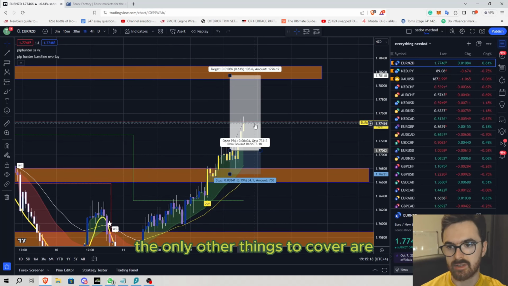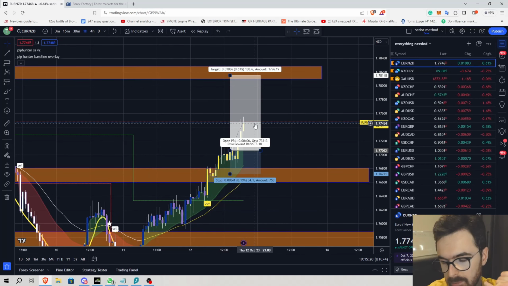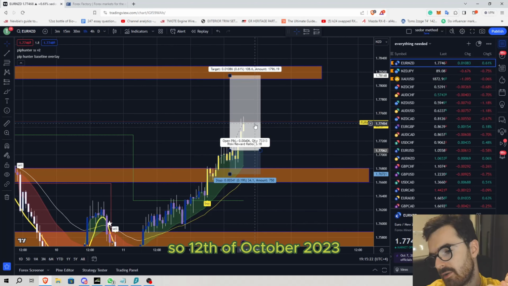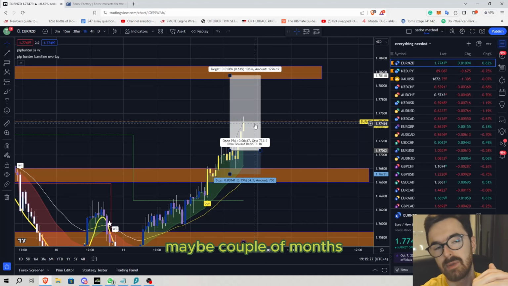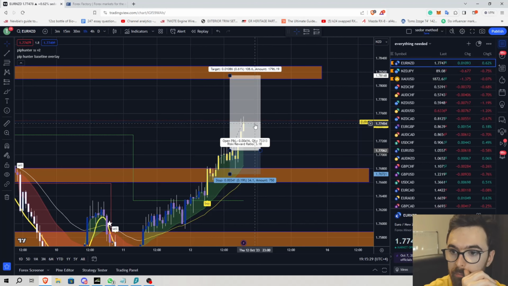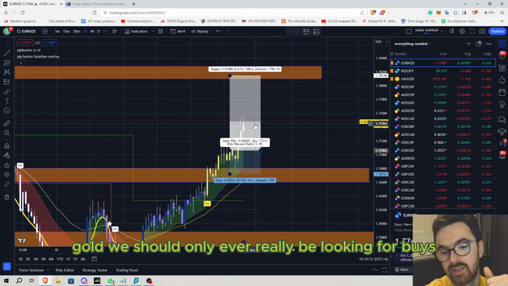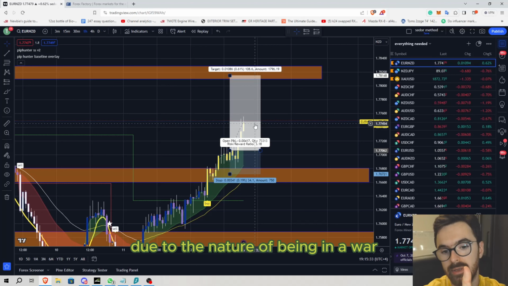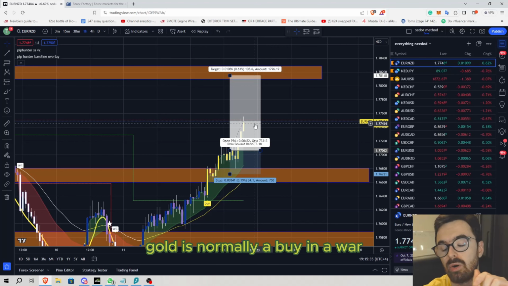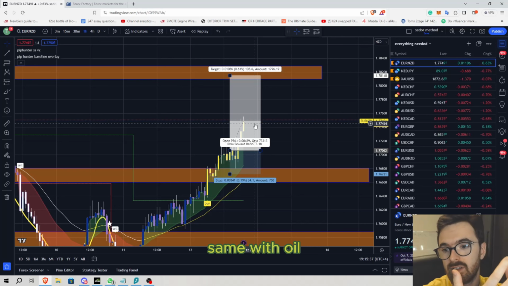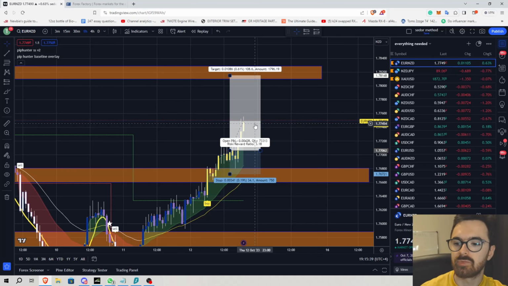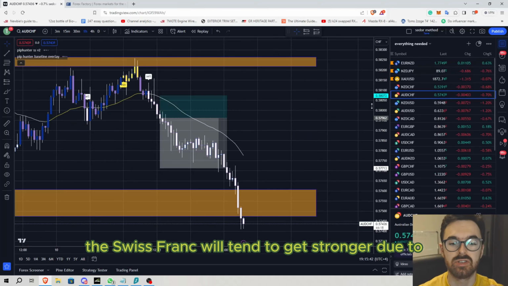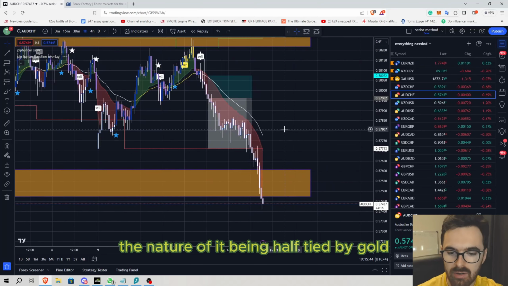The only other things to cover are the present state, so 12th of October 2023, for the next week, maybe a couple of months. Gold, we should only ever really be looking for buys. Due to the nature of being in a war, gold is normally a buy in a war. Same with oil. And then Swiss franc pairs, the Swiss franc will tend to get stronger due to the nature of it being half tied by gold.